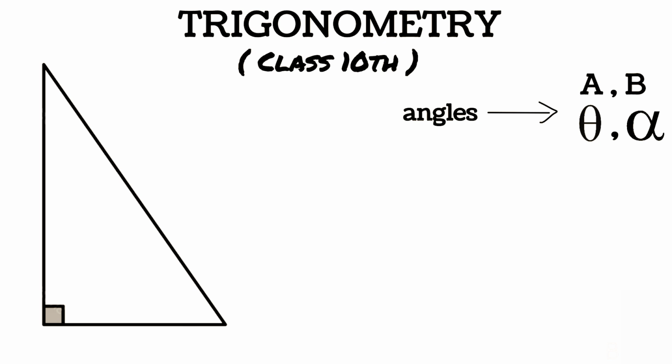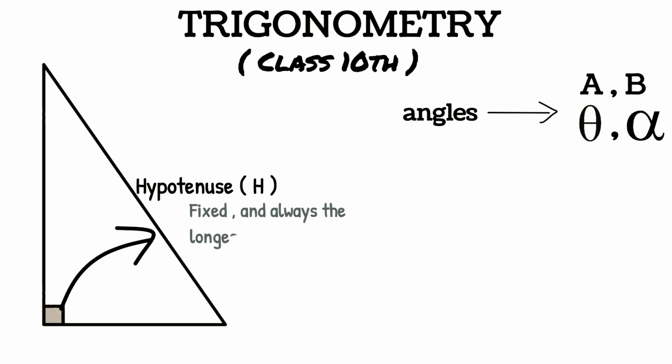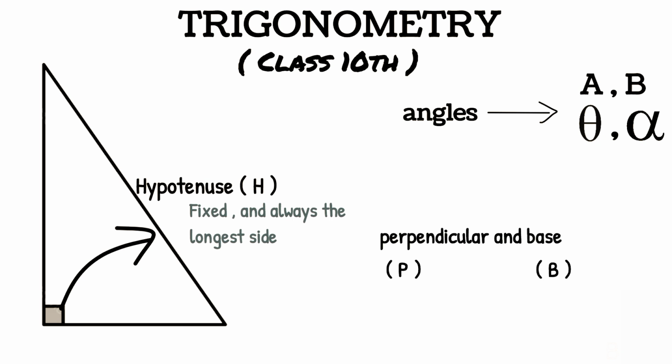There are also the names of each side of the triangle. The side at the front of the right angle is called the hypotenuse, denoted as h, which is fixed and is the longest side. The other two sides are called the perpendicular and base, denoted as p and b. These depend on which angle you're looking at.